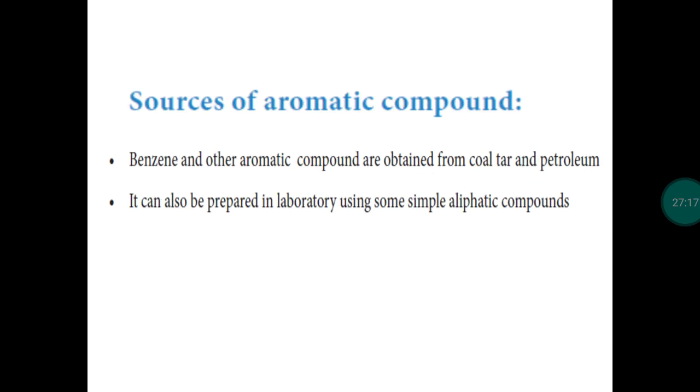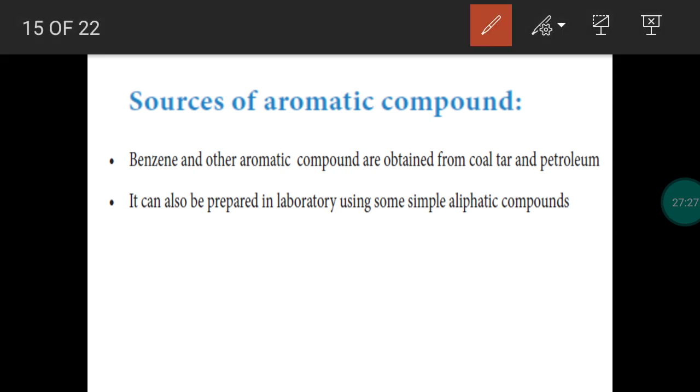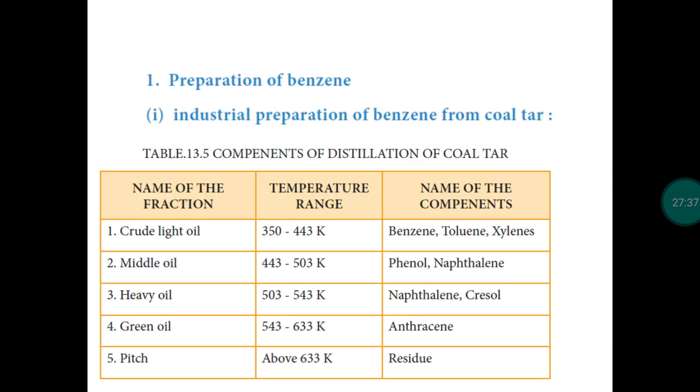Next, what is the source of aromatic compounds? They can be obtained from coal tar as well as petroleum. In larger quantity, benzene and its homologous series are obtained from coal tar and petroleum. Some of the compounds can also be prepared in the laboratory, using aliphatic compounds.